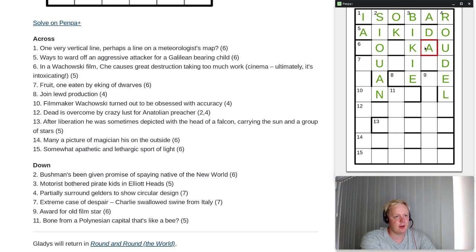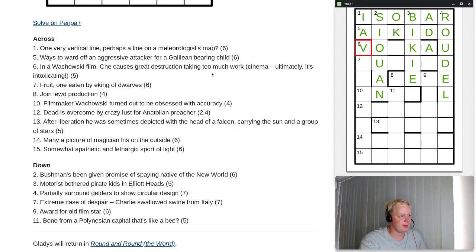Can you come up with a 5-letter word that is intoxicating? Something that is intoxicating that fits here. That would be vodka. Now, how does that work? In a Wachowski film, he causes great destruction. That is one component, and that clues a single letter. That is the letter V. The character V from V for Vendetta.